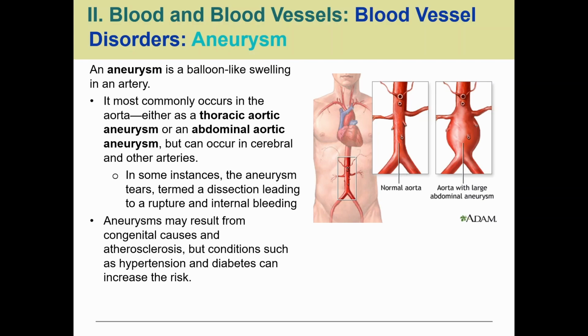There's a lot of different causes. Sometimes you're born with it. Sometimes it's things like atherosclerosis or high blood pressure, diabetes, that can increase your risk or help you develop those. Most of the time we're looking at these in the aorta, like a thoracic aorta or an abdominal aortic aneurysm, although they can occur anywhere else as well.